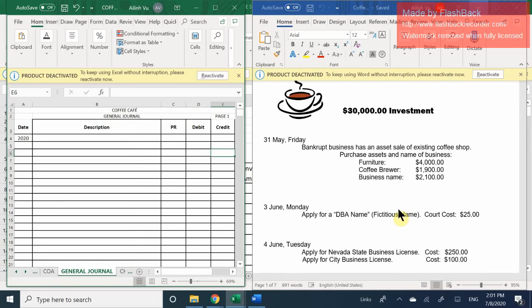So here we got furniture. The business came with the furniture, and it also came with a coffee brewer, and it also came with goodwill. Okay, so what is goodwill? Yes, it's the business name. Good. So in grand total, we spent $8,000 to buy this business.